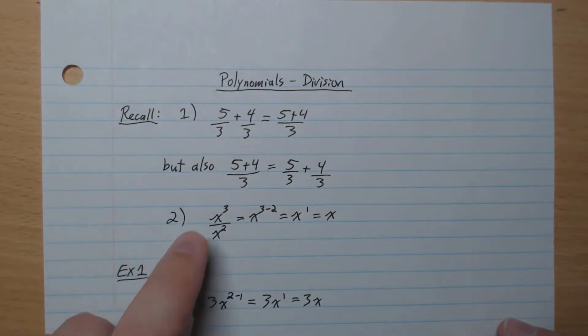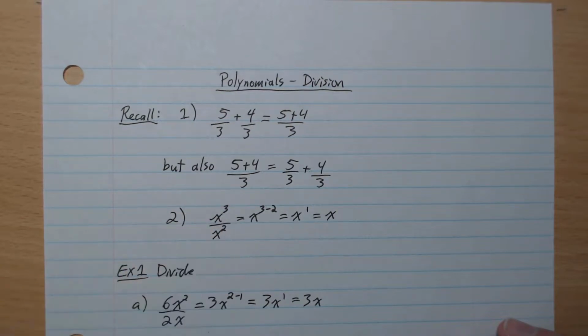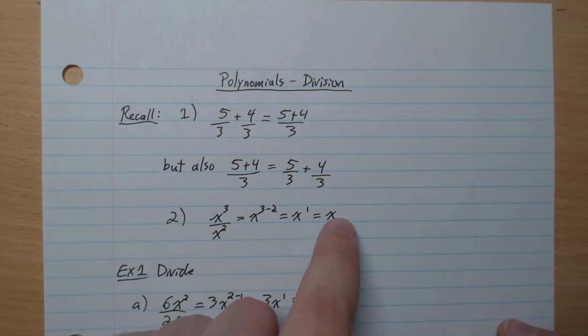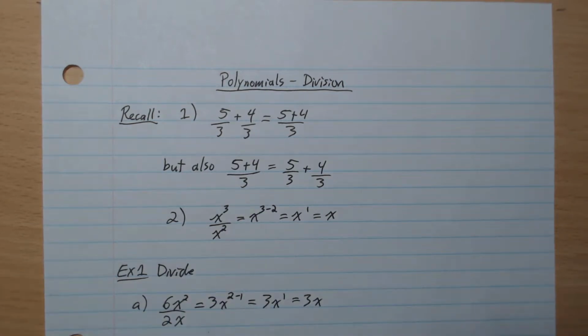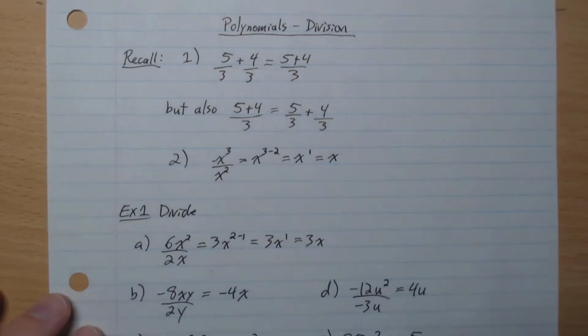Next thing I'd like to recall is from our exponents videos. x cubed divided by x squared is x to the 3 minus 2, which gives x to the 1, which gives x, like that. So let's jump right into it.